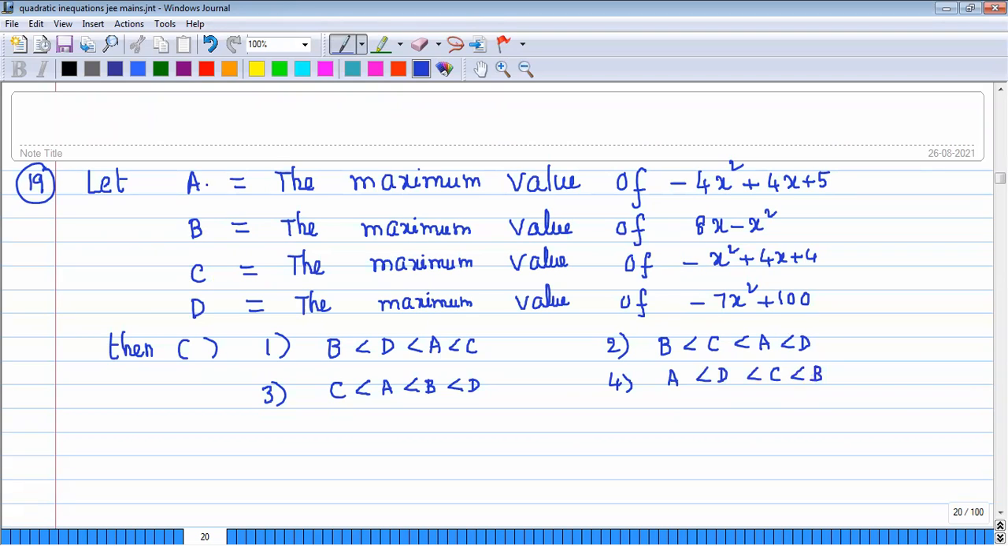So that means we need to arrange them in ascending order, the values of A, B, C, D in ascending order. So four questions at a time we need to attempt.